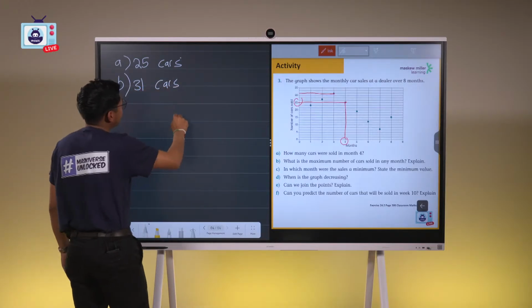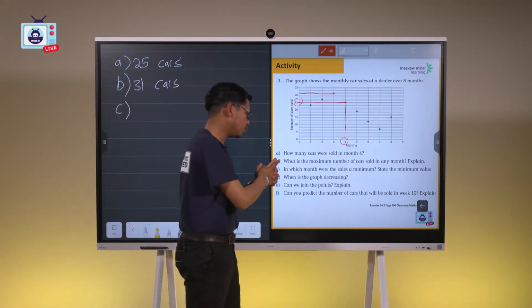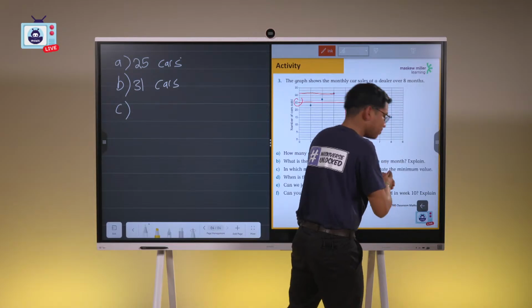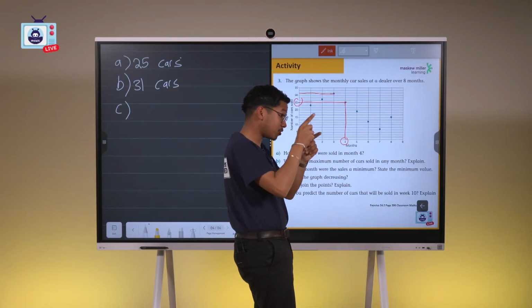That's a lot of cars to sell, right, in 1 month. Let us see what C is asking us. In which month were the sales a minimum? And then it says, state the minimum value. So firstly, in which month was the sales minimum?